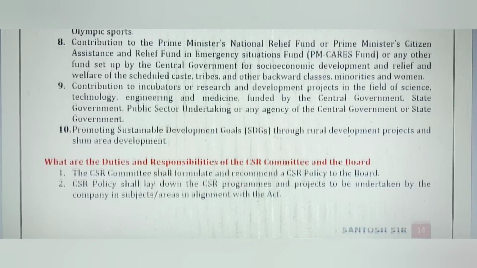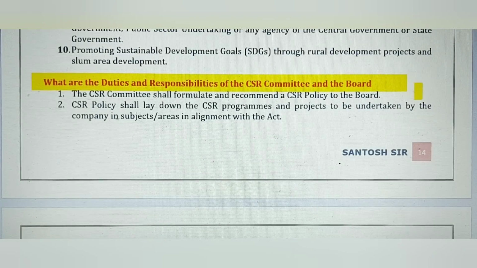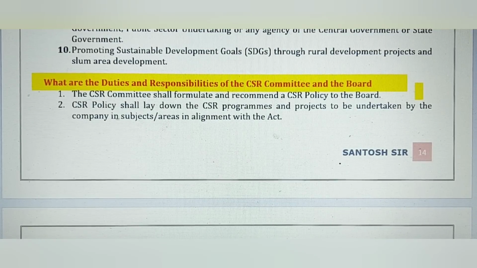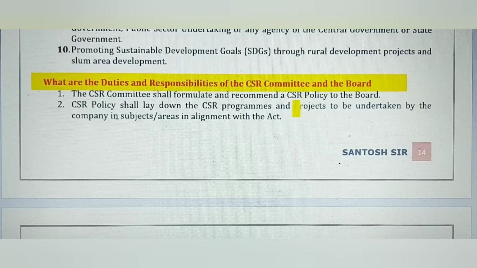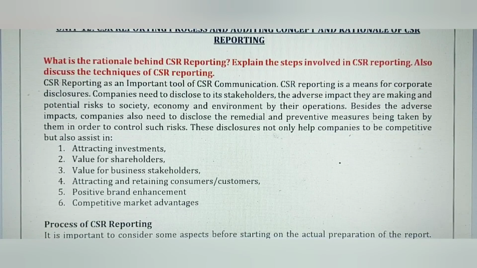Okay. The next question that you must revise is: what are the duties and responsibilities of the CSR committees and the board? Because the government has framed all these CSR committees and the board of professional persons. So what are their duties, their responsibilities, how will they influence, how will they convince the companies to follow the CSR standards? This question is also a very important one for the exam, you must revise it. Let's move on to the next question.